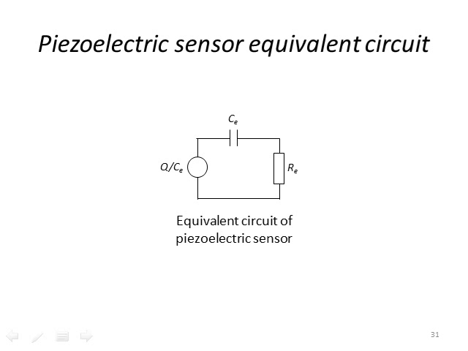The equivalent circuit diagram of the piezoelectric sensor is shown in this diagram, where we have the voltage generated by the piezoelectric sensor, which is represented by Q divided by CE, that is in series with an equivalent capacitor or capacitance of the piezoelectric sensor, because you have this parallel plate capacitor, and in series with an equivalent electrical resistance.